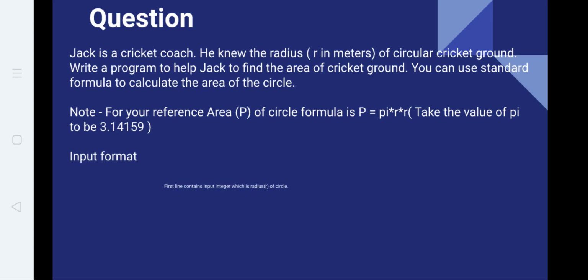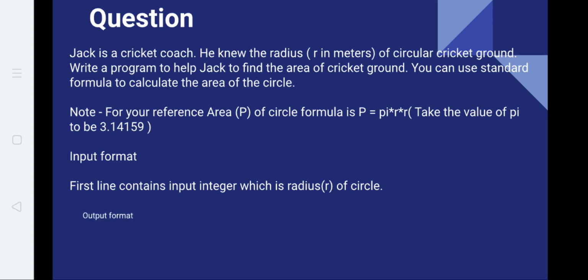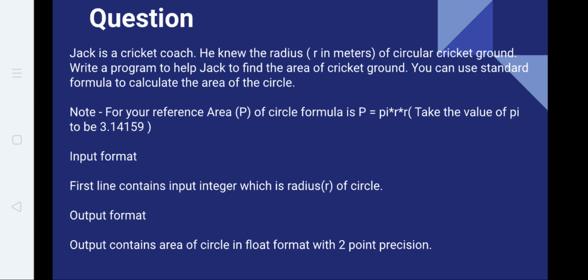And now the input given is: the first line contains an integer, which is the radius r of a circle. The output format will contain the area of the circle in float format with 2-point precision. So the focus here is that the answer should be in float format with 2-point precision, meaning after the decimal point, 2 digits of display is enough.